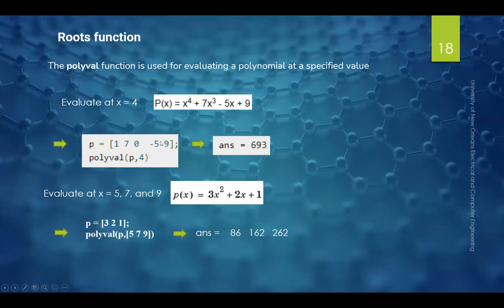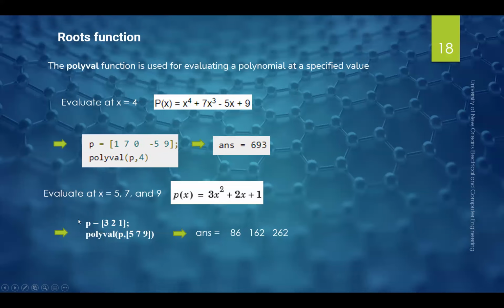So those are the coefficients. You simply call polyval with the name of the vector that contains the coefficients and the value that you want to evaluate, right? So the second part of the argument is the value you want to evaluate this at. And that's it. Once you submit this, you get the answer. So this is the value of this function evaluated at x equals 4.